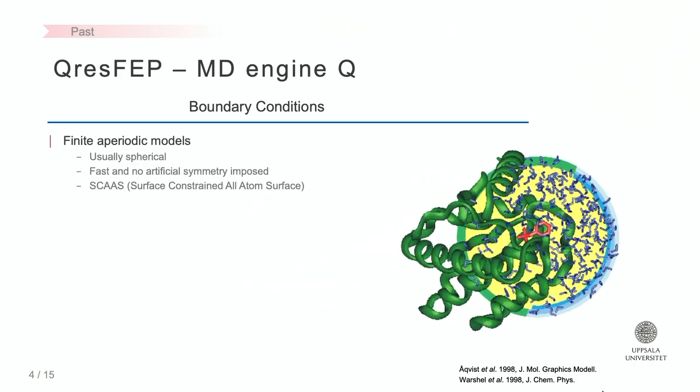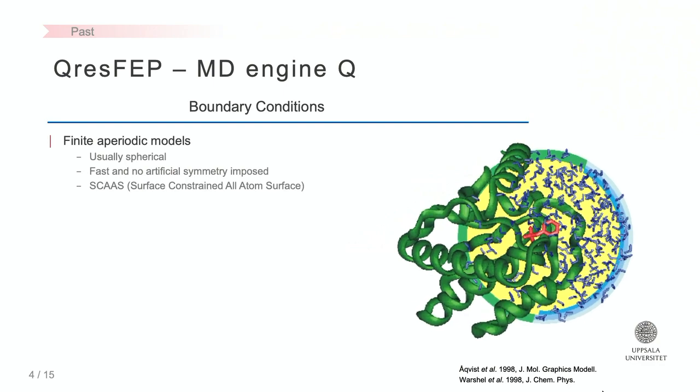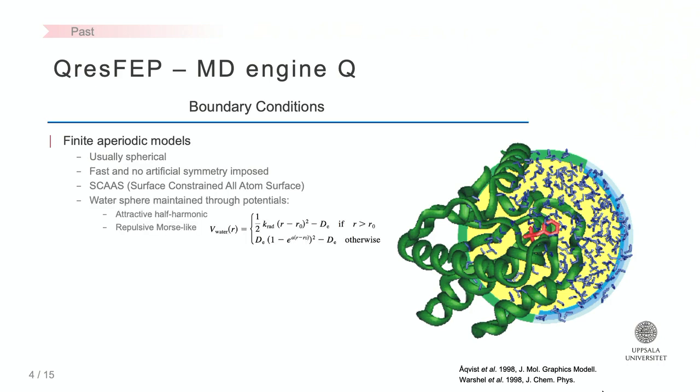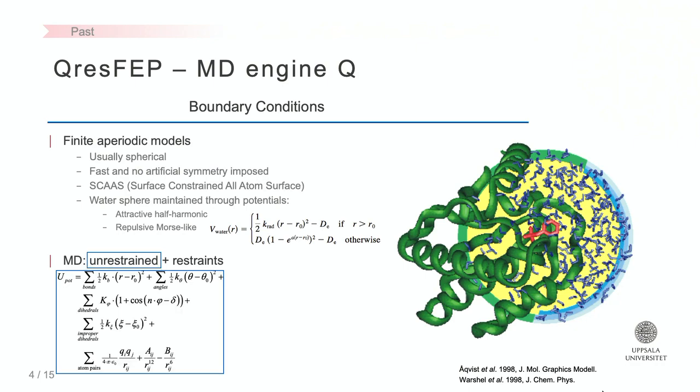So how does this work? These are usually spherical, also in our case, and they are fast and they don't use artificial symmetry. To mimic the bulk conditions, we apply the SCAS, the surface constraint all-atom surface, which uses an attractive half-harmonic potential and a repulsive Morse-like potential to mimic these bulk properties of water on the edge of the sphere. And your MD will end up with a classical unrestrained part and then this restrained part.